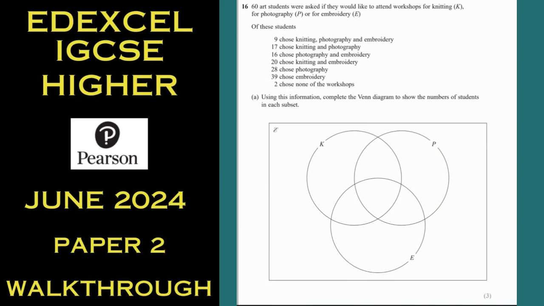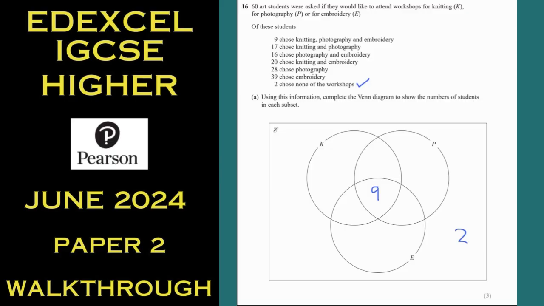I've said it on other Venn diagrams, particularly for these treble ones, I do find it's better sometimes to read all the information from the bottom up. So 2 chose none of the workshops. That'll be 2 outside. 39 chose embroidery, so that's probably not going to help us. So let's go back to the top. 9 choose knitting, so 9 slots in the middle. So this was actually better information at the top of the list, but the bottom helps.